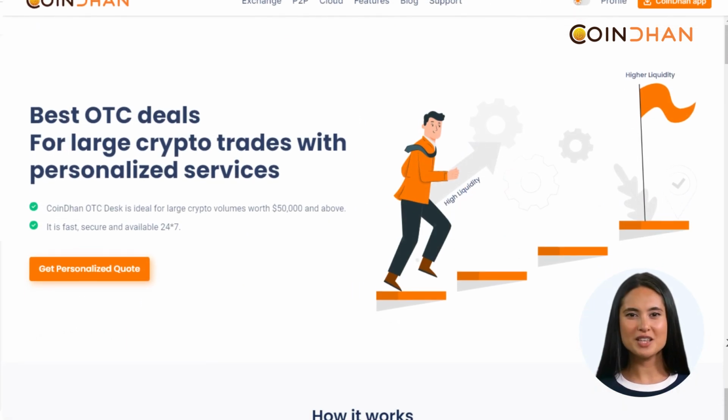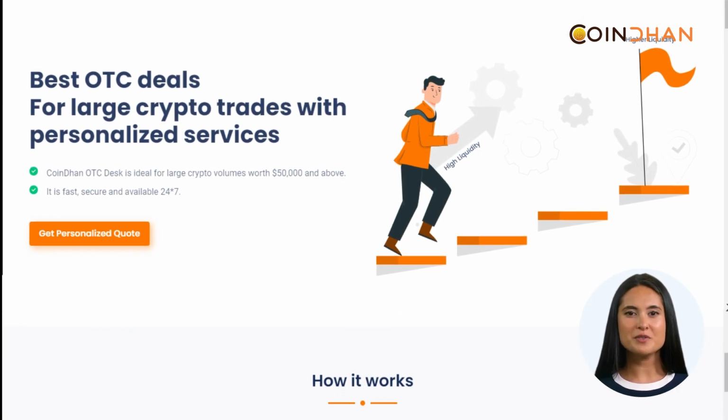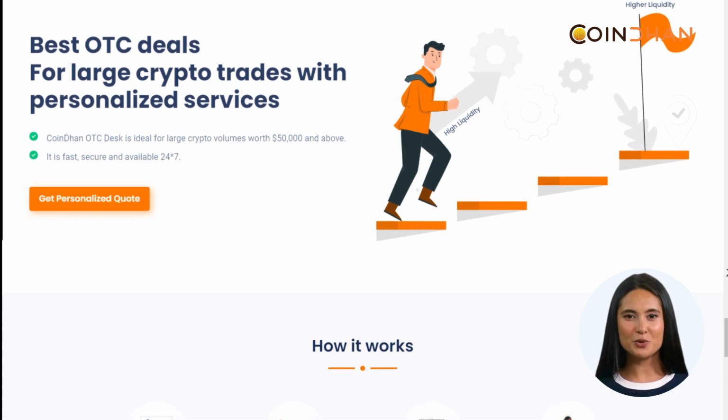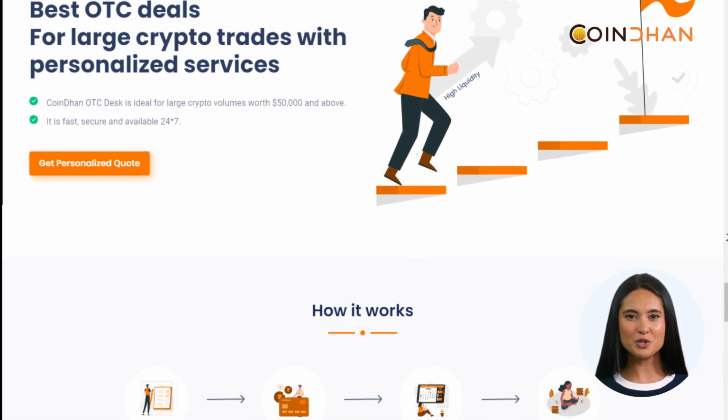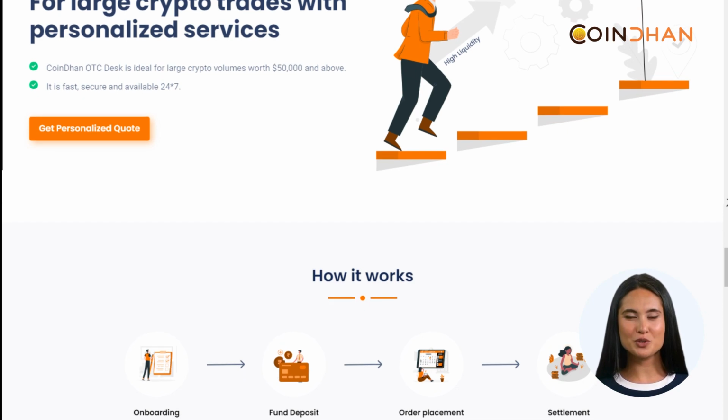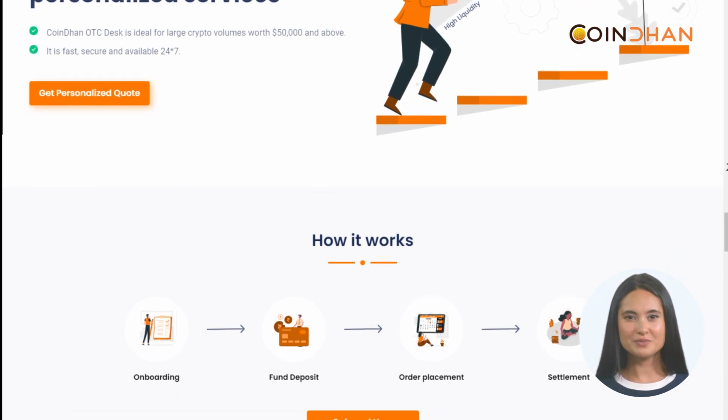Looking for larger trades? CoinDhan has got you covered with our OTC desk. It provides personalized support for high-volume transactions, ensuring a smooth and secure trading experience.